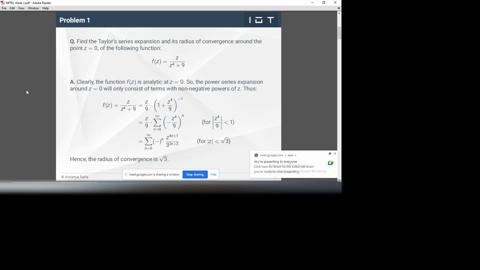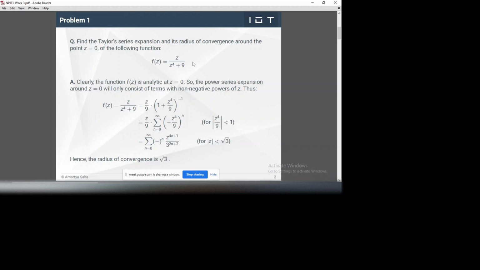So the first question: we would like to find the Taylor series expansion and the radius of convergence around z equal to 0 for the following function. This function is z by z to the power 4 plus 9. So we would like to find the Taylor series around z equal to 0.